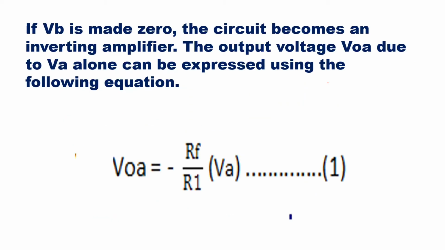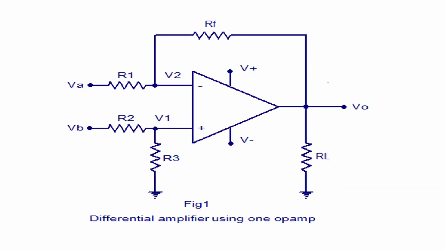Now, next we'll go to see the circuit again. Now, in this case, what we will do is we will make VA as 0. This will be 0, and VB will exist.